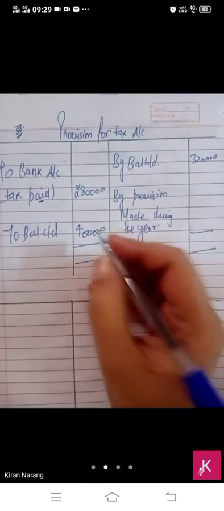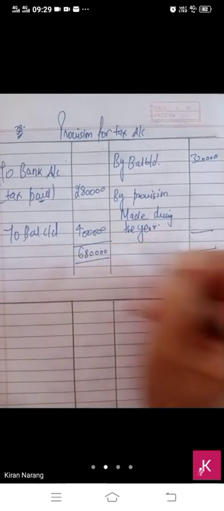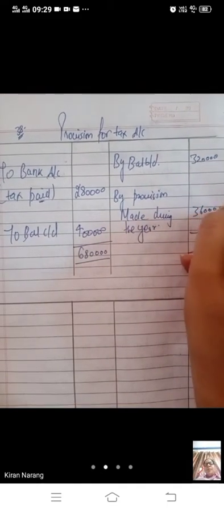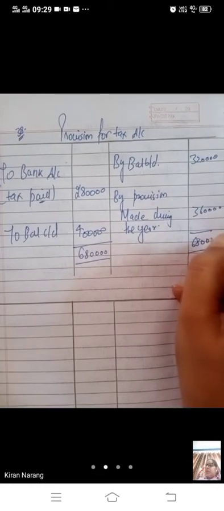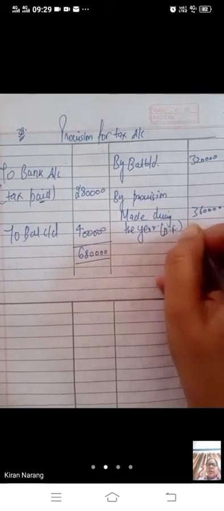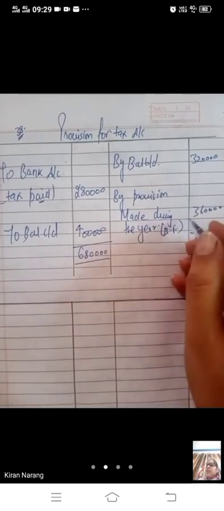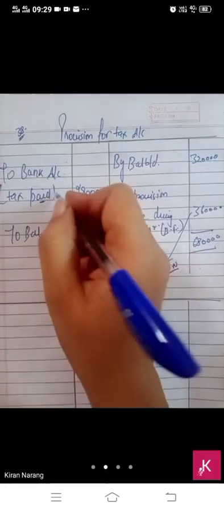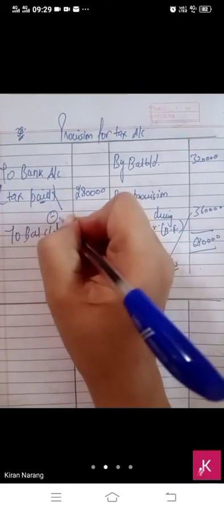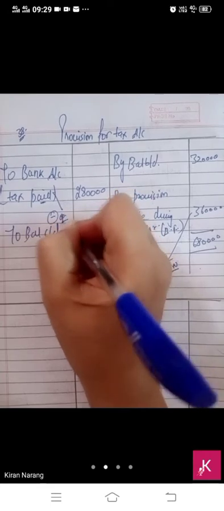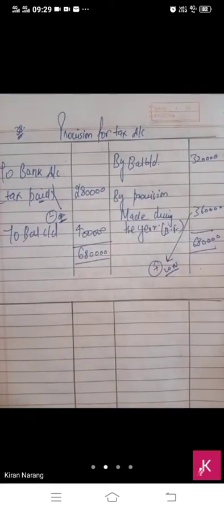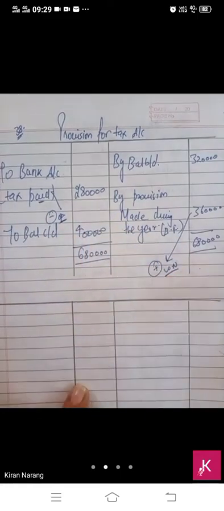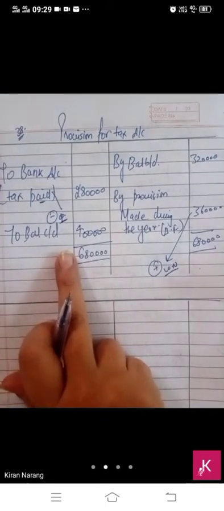Add them up, 680, minus 320. 360 is the balancing figure, and this is your provision made during the year. This balancing figure will be added in operating activities in the working notes, and the tax paid will be subtracted from operating activities. At the end you have to write the tax paid. So these are the two things we have to use in operating activities. The rest, these two balances, will not be used.